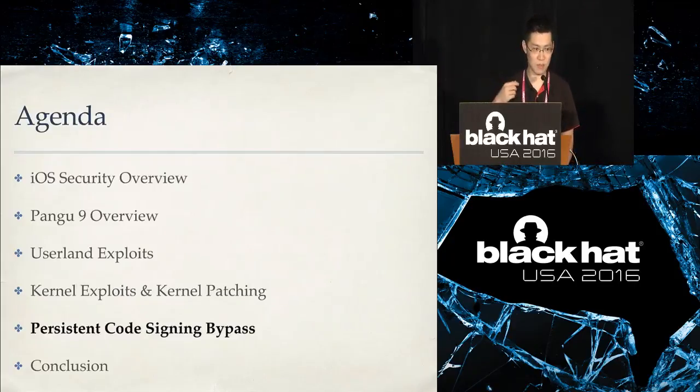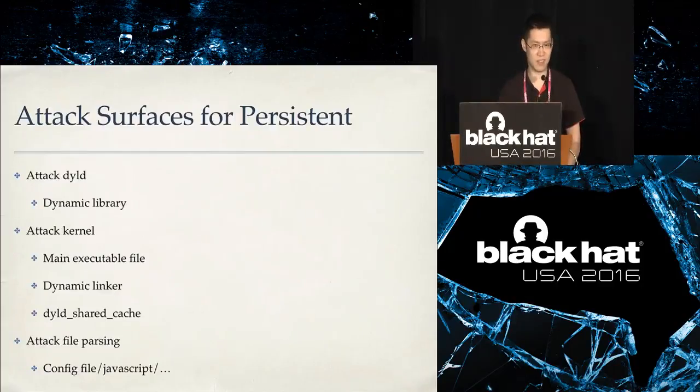Okay, so after talking about the vulnerabilities and the ways to defeat KPP, we will talk about how the Pangu 9 jailbreak achieves persistence. Usually, persistence is the hardest part of an untethered jailbreak, because the attack surface for persistence is not very large. So we took a look at the attack surface here. First of all, it's DYLD. In past jailbreaks, most attacks were aimed at DYLD.